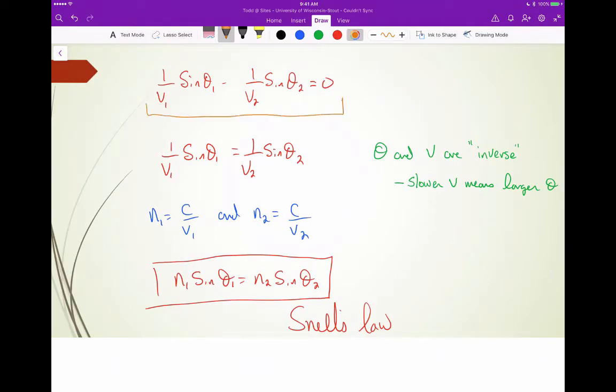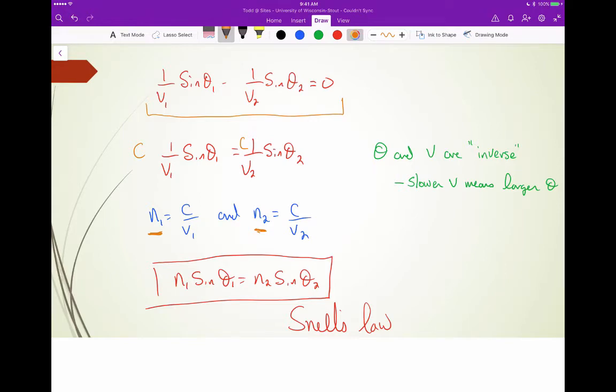Let's go ahead and solve that. And then I'm going to go ahead and make use of the fact that n1 is c divided by v1, n2 is c divided by v2. And so if I plug that in, basically I'm multiplying both sides of this equation by c, and then replacing c over v with n. We end up with Snell's law.